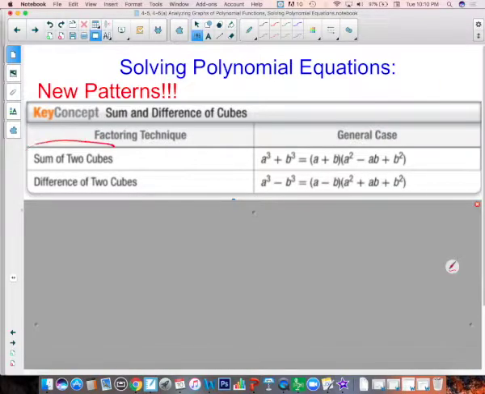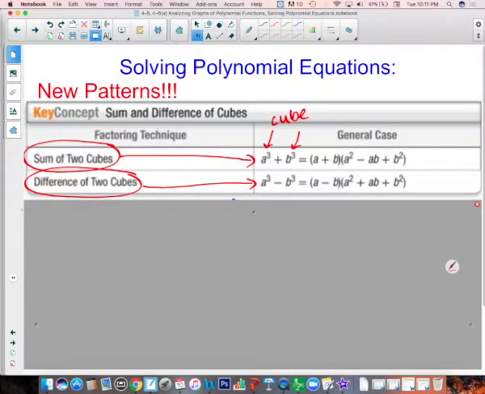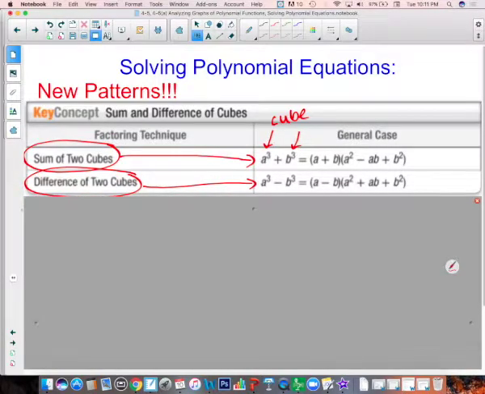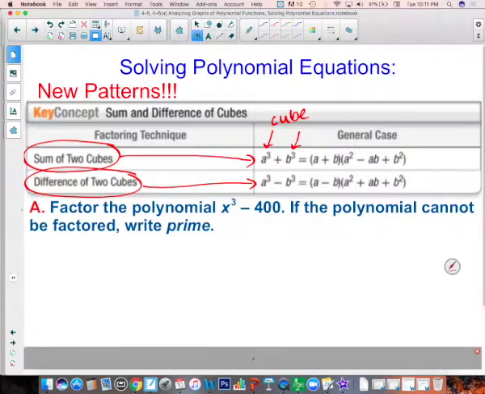So sum of 2 cubes, right there. That's a cube, that's a cube. If you're adding 2 things that are to the 3rd power, or 2 things that are perfect cubes, then you do sum of cubes. If you're subtracting 2 things that are perfect cubes, it would be a cubed minus b cubed goes into that pattern, okay? So write those patterns down, make sure you have them in your notes, put smiley faces by them, stars and circles, because you're going to use them in the future.